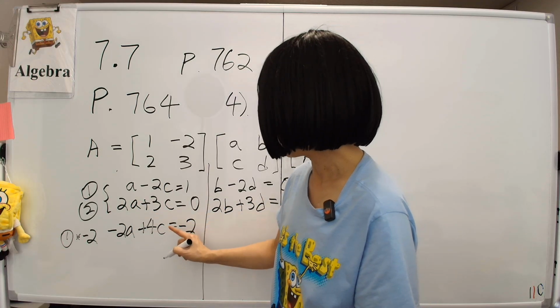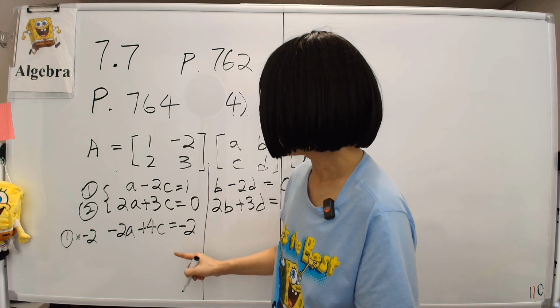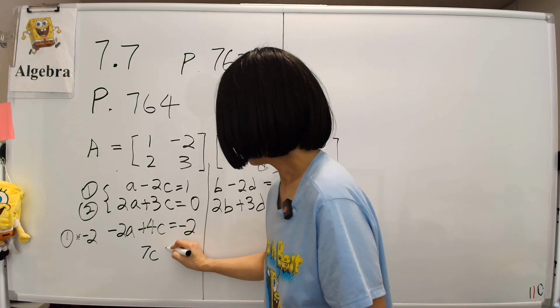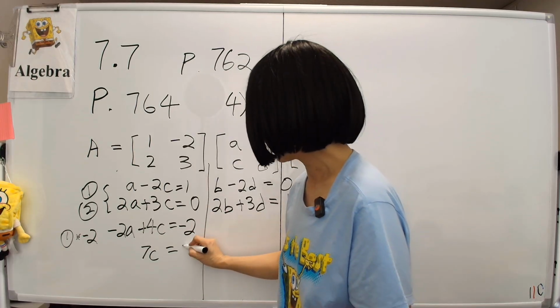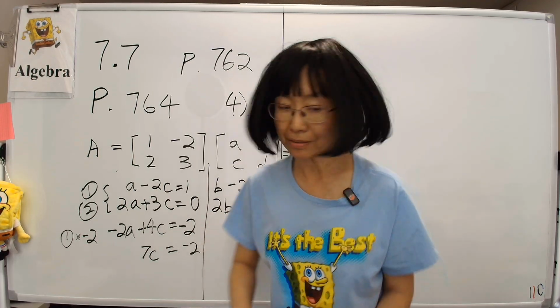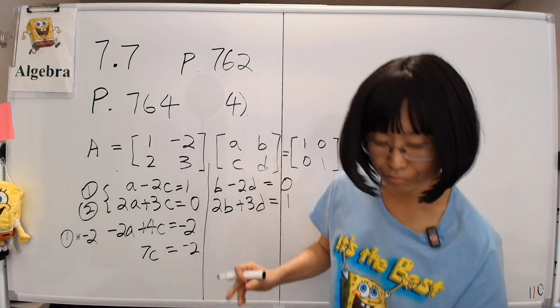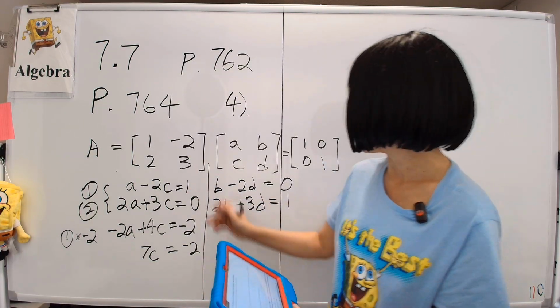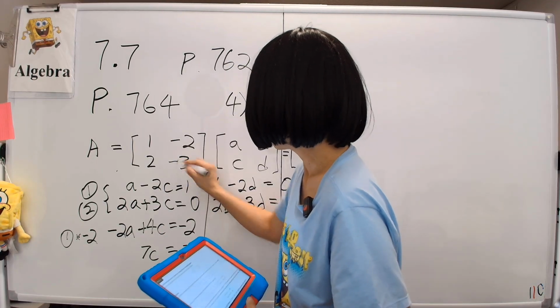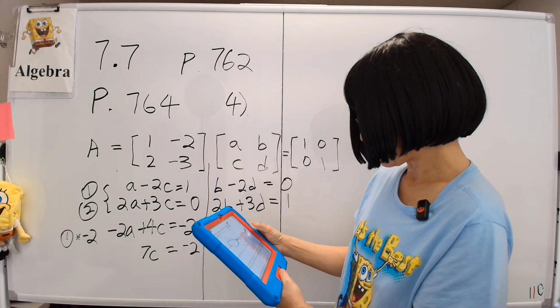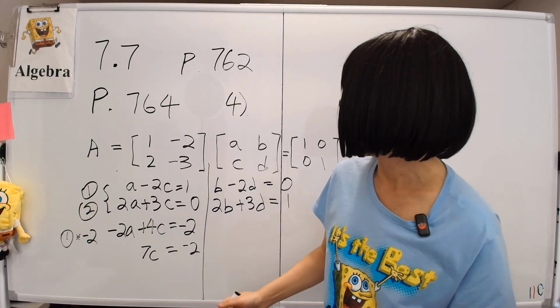So then we have 7c, 3 plus 4 is 7c, right? 7c will be equal to minus 2. At this point, I'm going to check to see if I made a mistake. Well, guess what? I copied down the matrix wrong. There is a negative sign here, which I didn't notice. All right, so we need to fix that, which means that some of these things might be different.